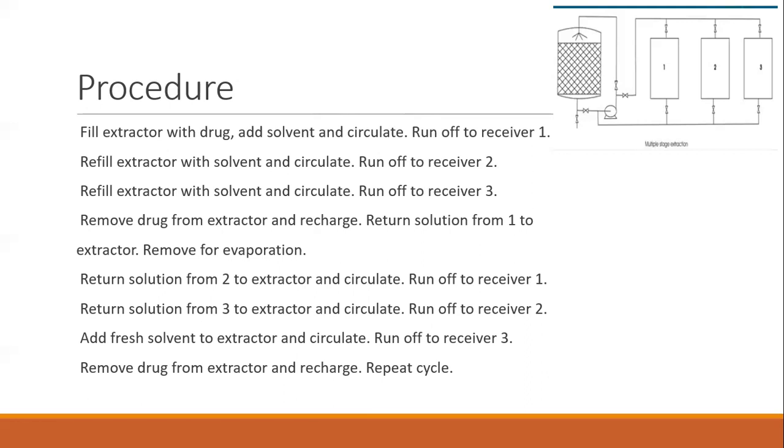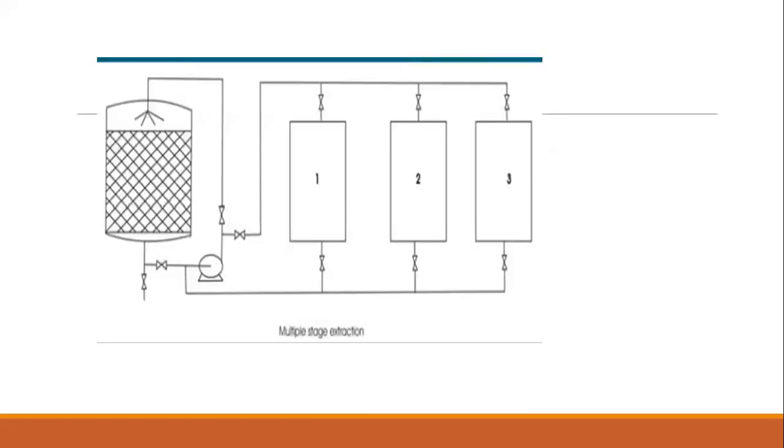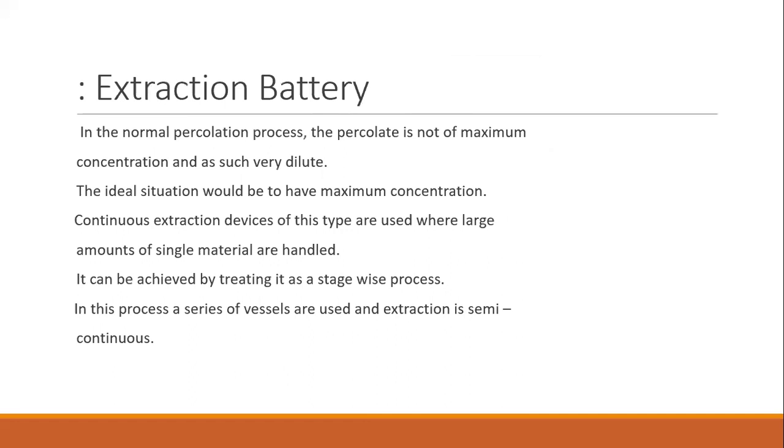Return the solution from 3 to the extractor and circulate, and run off to the receiver. It will go into receiver 2, and then add fresh solvent to the extractor, circulate and run off to 3. Now remove the drug from the extractor and recharge, and that's how you repeat the cycle again and again.